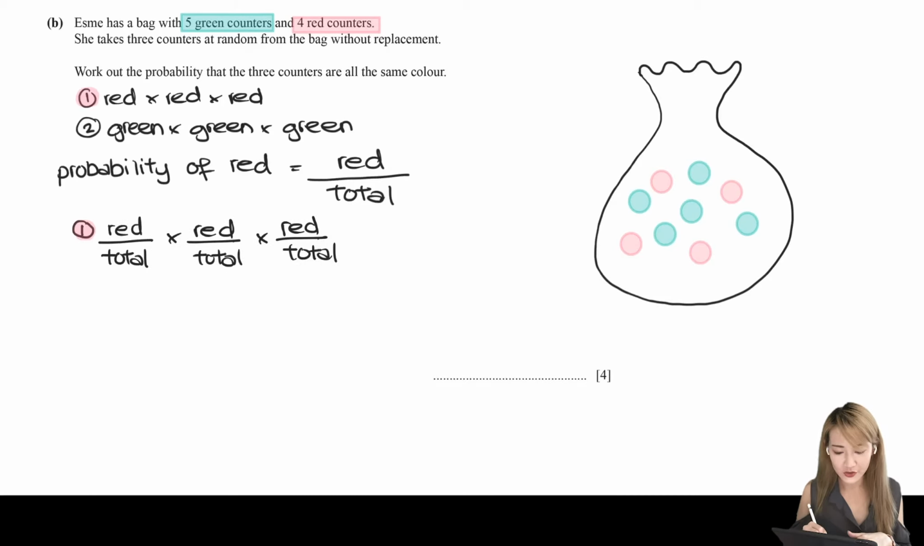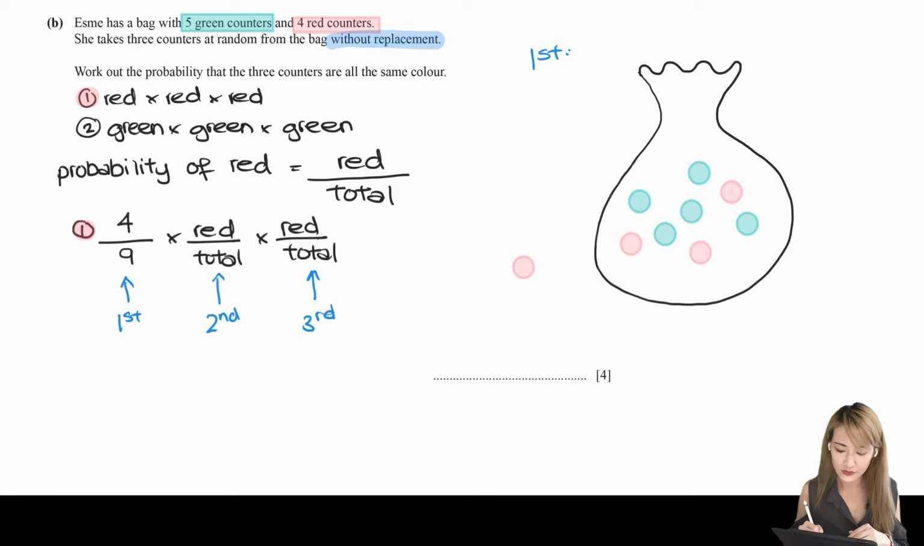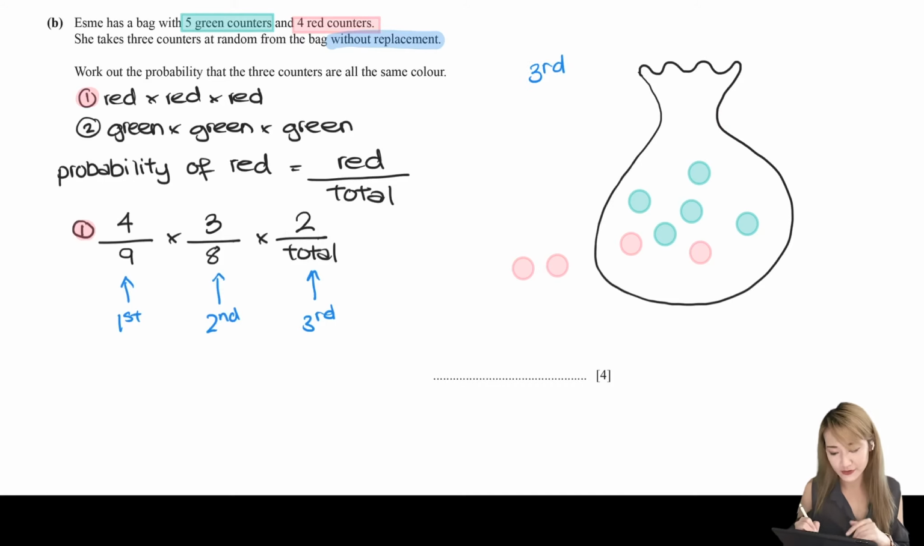The probability of getting a red counter would be the number of red counters over the total number of counters. So for the first time you pick the counter, it would be 4 over a total of 9 counters. After you take out 1 red counter, for the second pick, the probability would be 3 red counters over a total of 8 counters. Then after you take out another counter, the probability of the third pick would be 2 red counters left over a total of 7 counters.